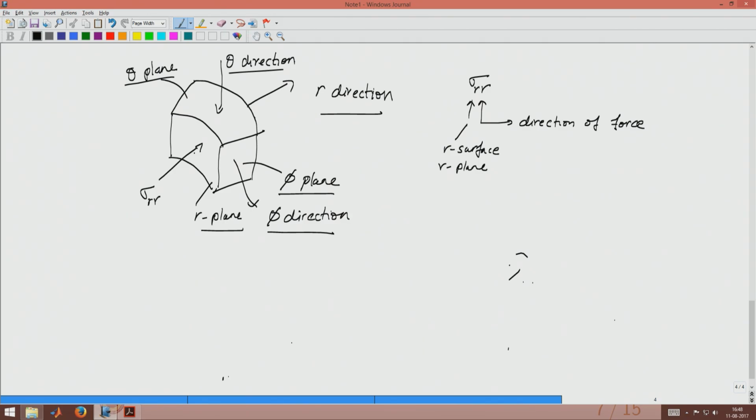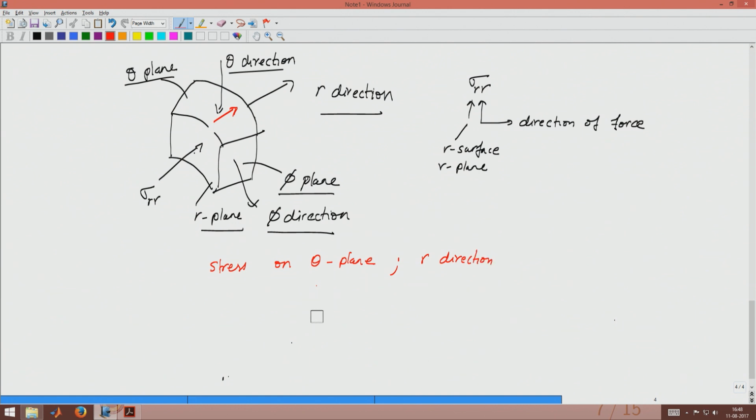Now, you can also think and try to justify what is being drawn here. What I have drawn here is basically a stress which is on a theta plane and it is in the r direction.